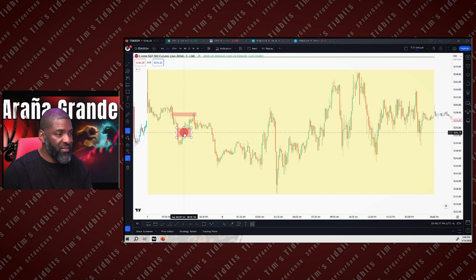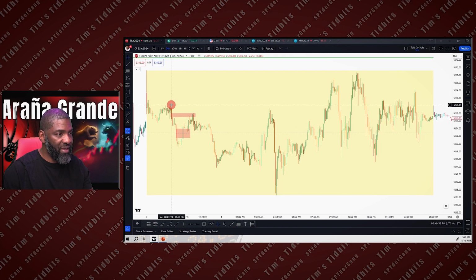Created an inversion fair value gap almost immediately on the 8:55 candle. Found support on that inversion fair value gap. Then we created a small BISI on the 9:20 candle, trading back up into the 8 o'clock SIBI. Had respect for it, came down and inverted, made an inversion fair value gap on the BISI from 9:20 almost immediately.